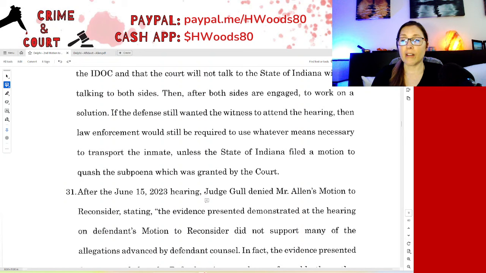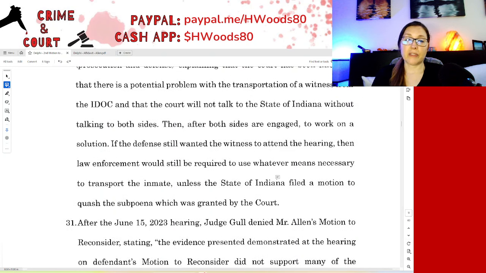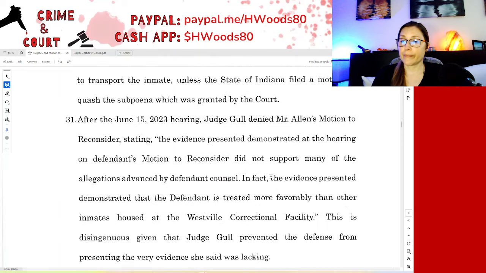So either the state of Indiana filed a motion to quash the subpoena, is what I'm trying to say. So either they did that, or the judge just blatantly, flat out of nowhere on her own said, just ignore this court order, no worries.